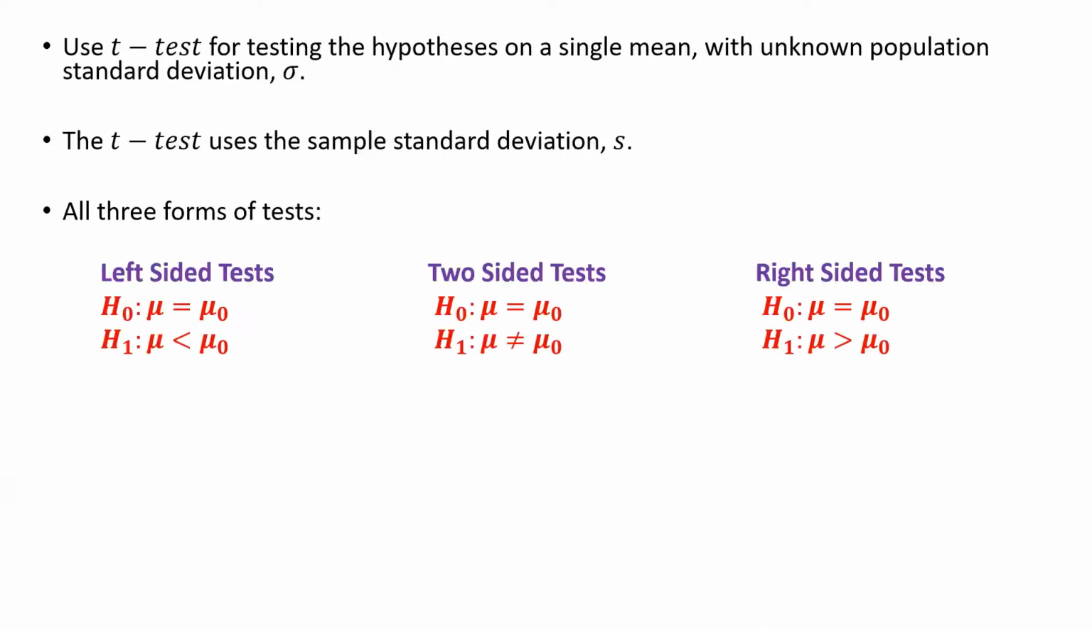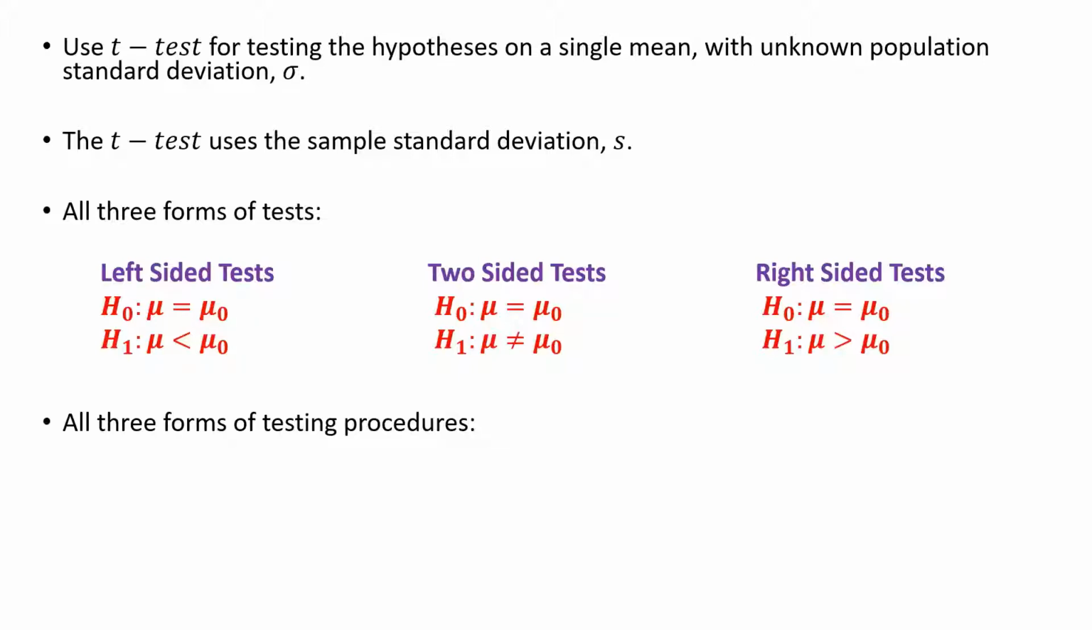We can use the t-test for all three forms of hypothesis: left-sided, two-sided, and right-sided tests. I'm not going to introduce these things once again, since we already defined them in the previous lecture. Please remember, mu0 is a given constant in the question, which means a numerical value. You have to compare the population mean mu against that given numerical constant mu0.